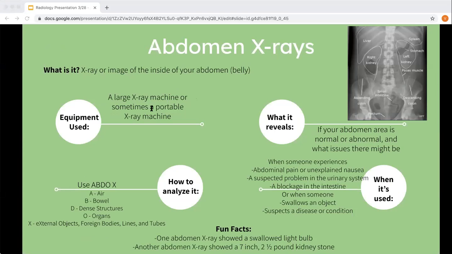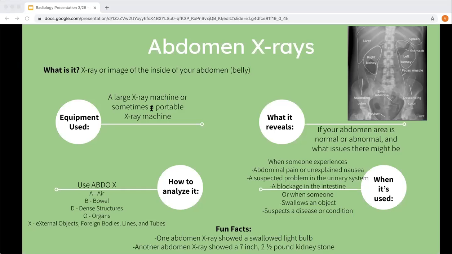Specifically, an abdomen X-ray uses ionizing radiation to produce an image of your stomach, liver, intestines, spleen, gallbladder, pancreas, and that overall area. You can see a picture of an abdomen X-ray and the different parts of the abdomen labeled in the top right corner. The main equipment used for an abdomen X-ray is an X-ray machine. An X-ray machine is large. It comes down from the ceiling and it actually works to make an image of your abdomen.